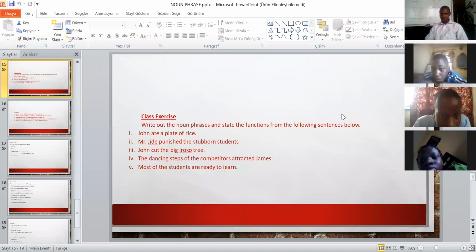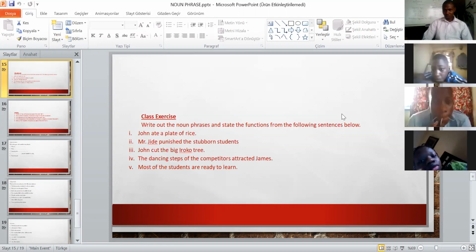The stubborn students. Anonymous, why should you name yourself anonymous? Ganiro Alex, okay, that's correct. Please, what is the function of that noun phrase? What is it functioning as? Ganiro. Tamara Okonkwo, go to number two. Farida Bakri, what is the function of the stubborn students? Eniola, what was the function?